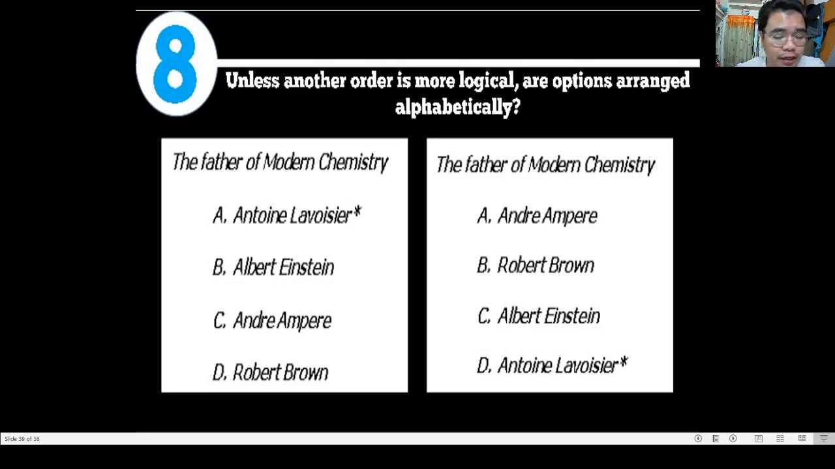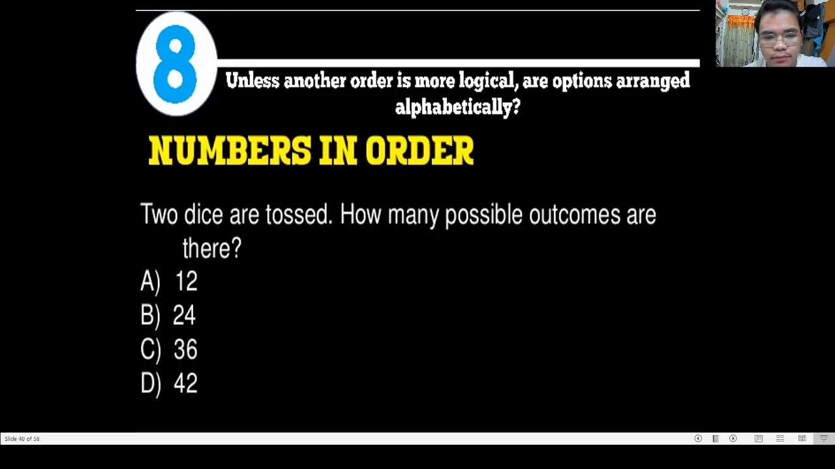So, the correct answer here is Antoine Lavoisier, okay. I don't know how to pronounce it. It's French. Okay? So, in the improved version here on the right, they were arranged alphabetically not by name but by surname. Okay, so Ampere, Brown, Einstein, then Lavoisier. Okay? Number naman, pag number naman, from highest to lowest or from lowest to highest. Okay? Minsan kasi, tendency ng teachers nilalagay nila ang tamang sagot sa unahan o kaya sa hulihan. So, para ma-avoid natin yan, to make it random, i-arrange natin from highest to lowest or lowest to highest.